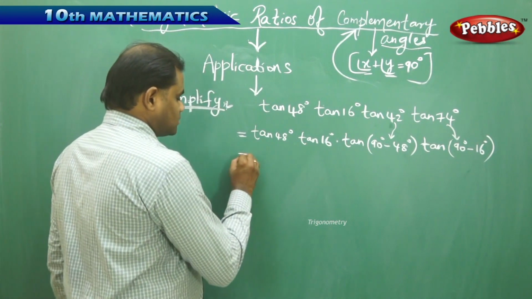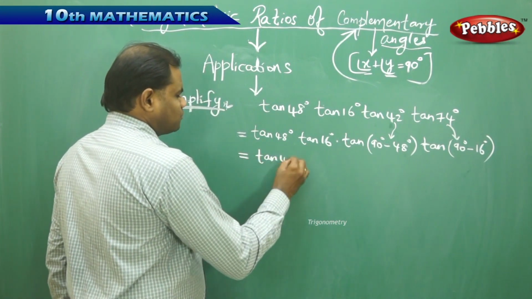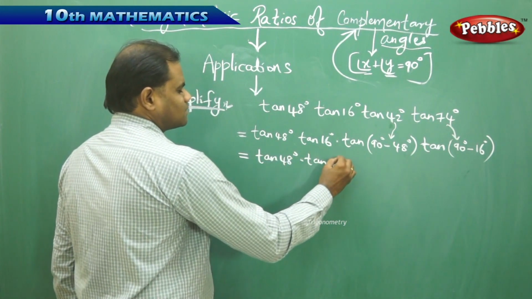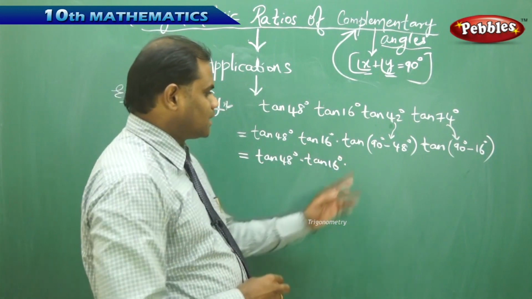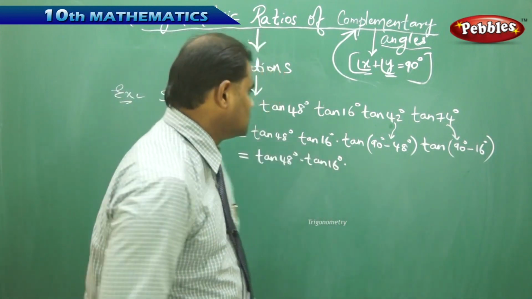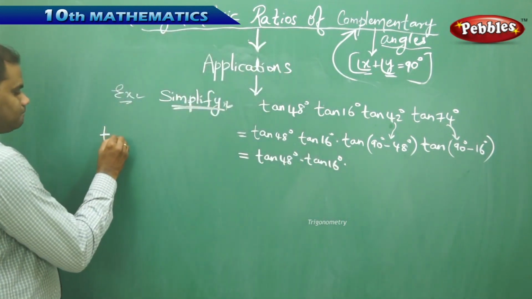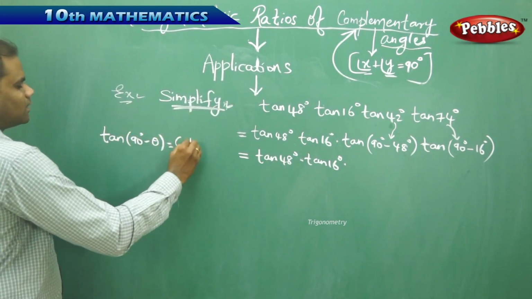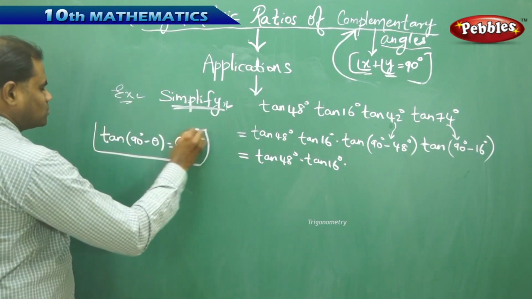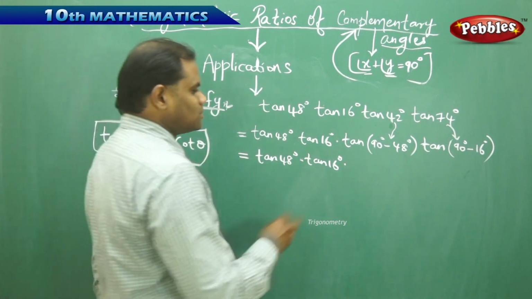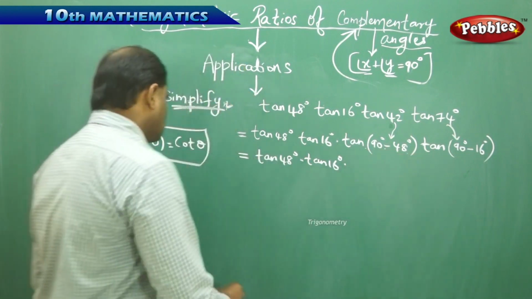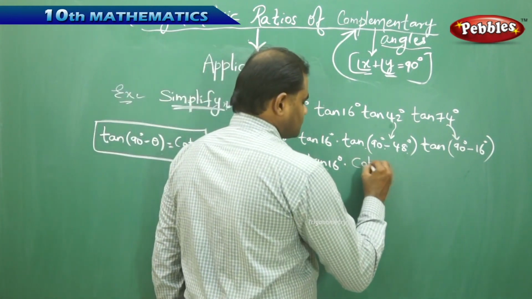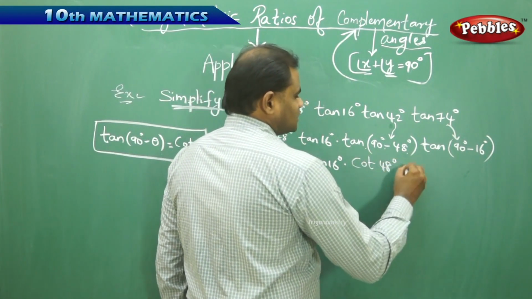Coming to the next, this is tan 48 as it is, and this is tan 16 as it is. But next, tan 90 minus theta is cot theta is the formula which was recently defined, and I am going to use it here. Therefore, substituting, tan 90 minus 48 would be cot 48 using this formula. Therefore, I get this as cot 48 times.